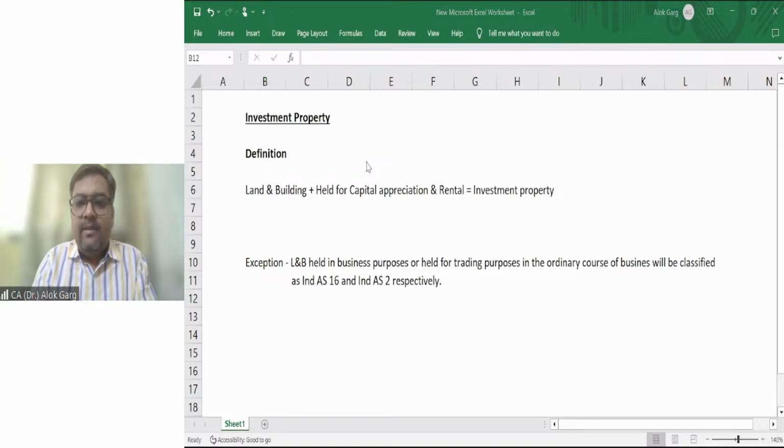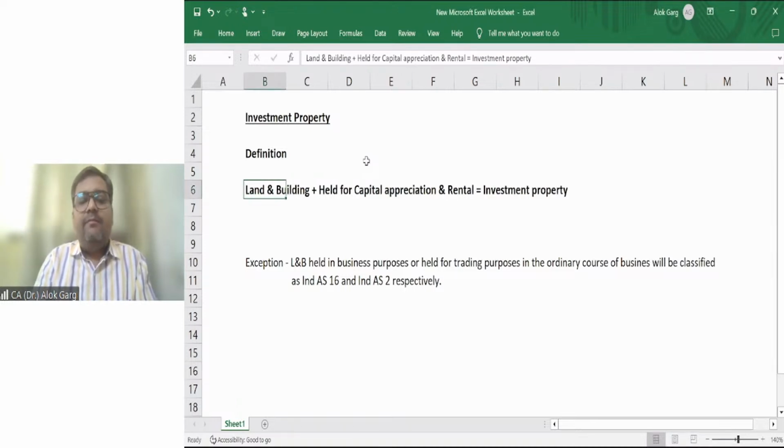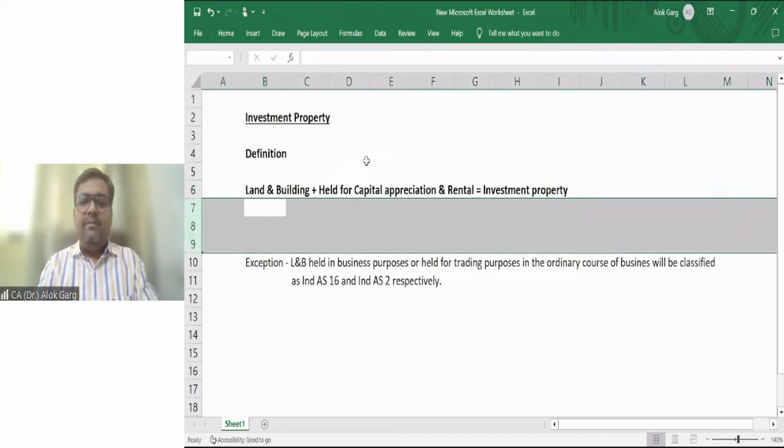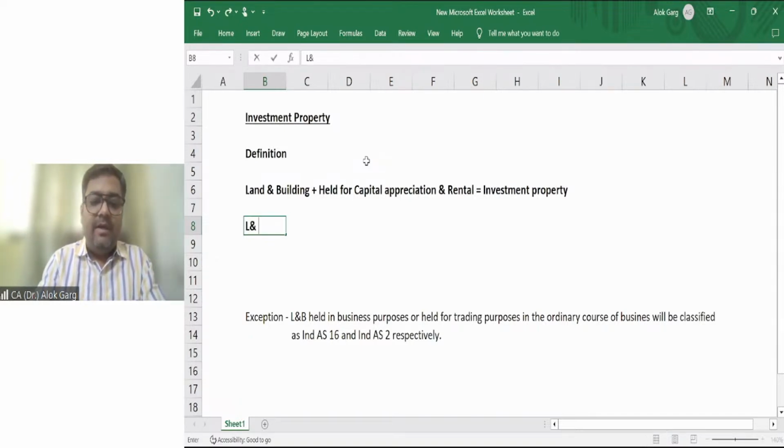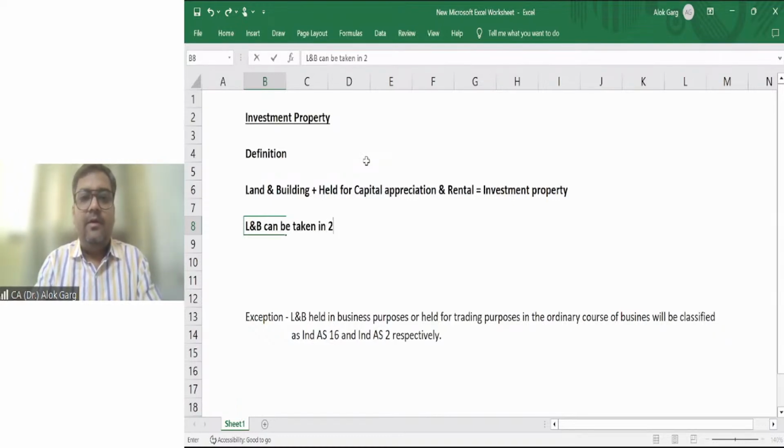Okay. So land and building held for capital appreciation and rental is considered an investment property. Now, land and building can be held in two ways, right? What are the two ways? Number one, land and building can be taken in two ways.